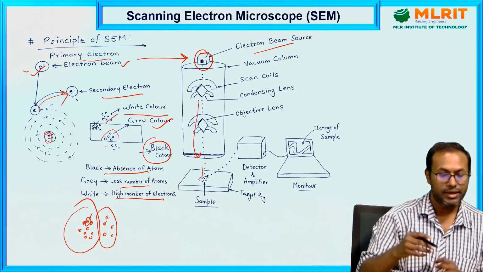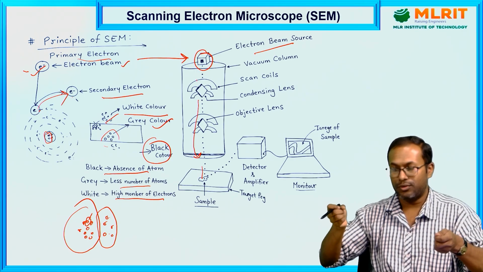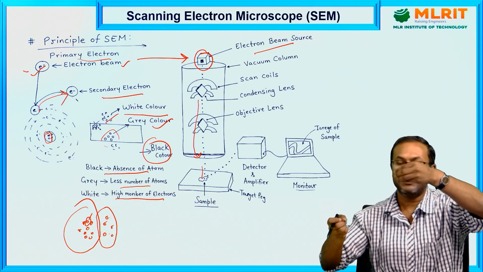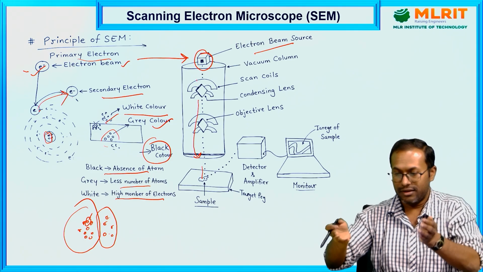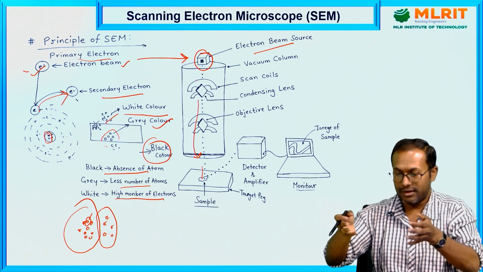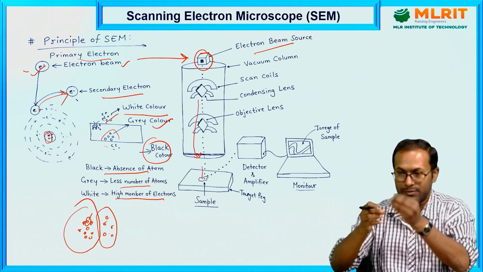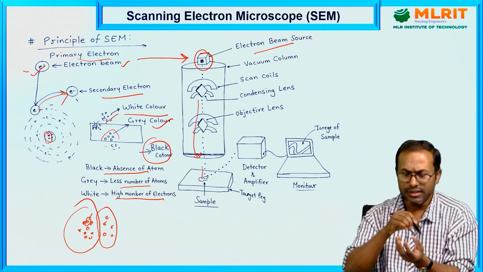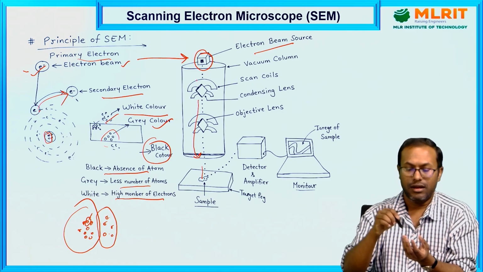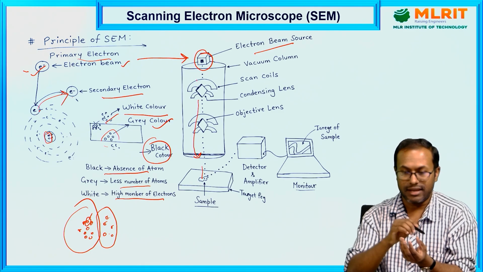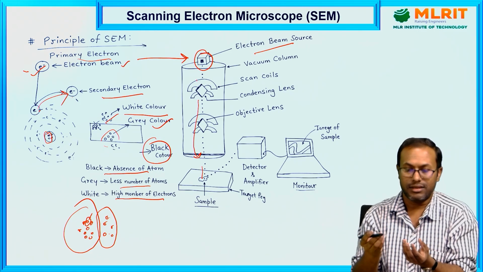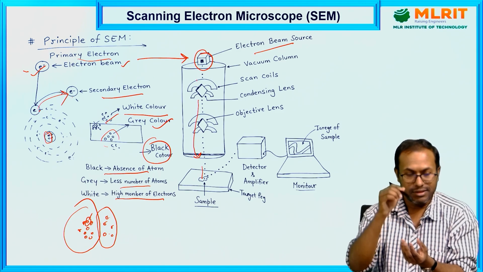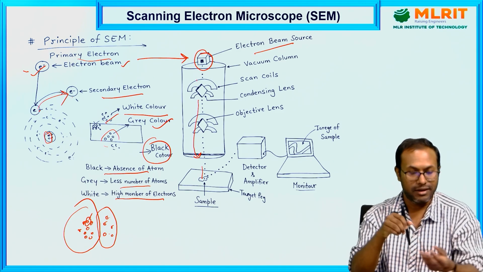So in this way you continuously rotate the scan coil, and the electron beam is coming. Due to the rotation of the scan coil, it will rotate the lens. If the lens is rotated, the electron beam passing through will fall on each and every point of the sample. In this way it will scan the sample slowly. It will not scan a single time, it will scan each and every point of that sample.